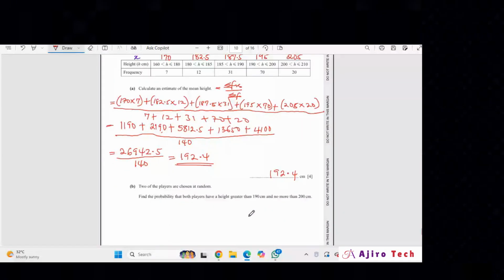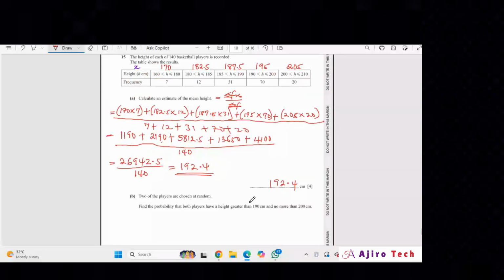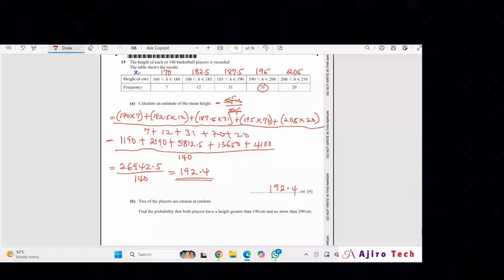Now the next question is this. Two players are chosen at random. Find the probability that both players have height greater than 190. Check your table. Greater than 190, it falls here. So that means the probability of doing that, now greater than 190. They say greater than 190, but there's a condition, but not more than 200. That means the probability is going to be 70 over 140 times 69 over 140. It should not be more than. That is what it means.